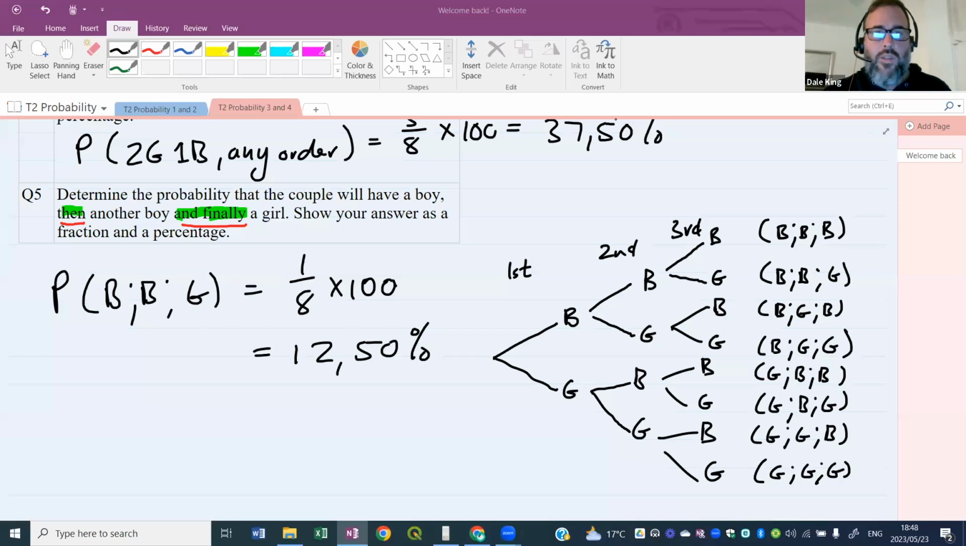Yes, Kaslecho, 12.5% as a decimal, 0.125. Excellent. Always practicing the decimals. All right. Now, I hope you guys understand how to do tree diagrams.